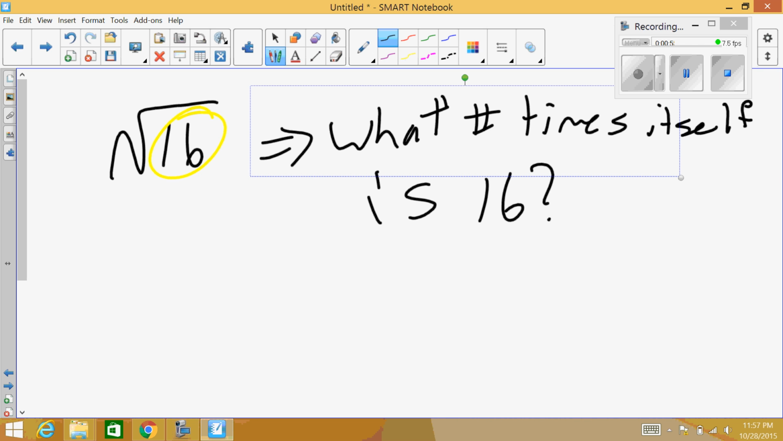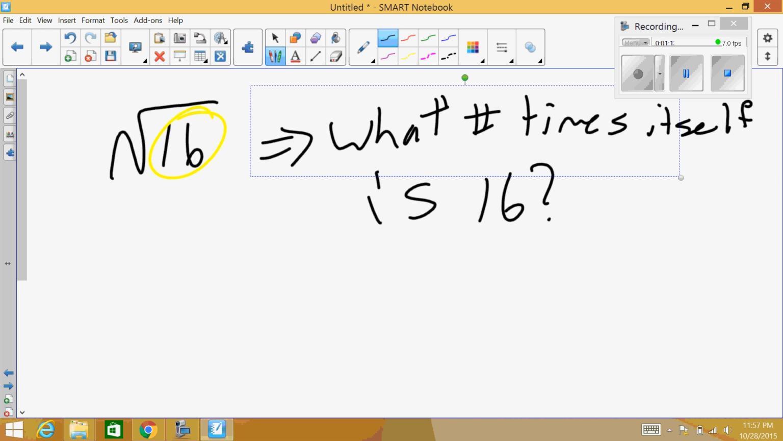1 times 1 is 1. 2 times 2 is 4. 3 times 3 is 9. 4 times 4 is 16. Hey, square root of 16 is 4. Works pretty great when we got a number like 16 that's not real big. We can just test them out and see what it takes to get to where we want to be.